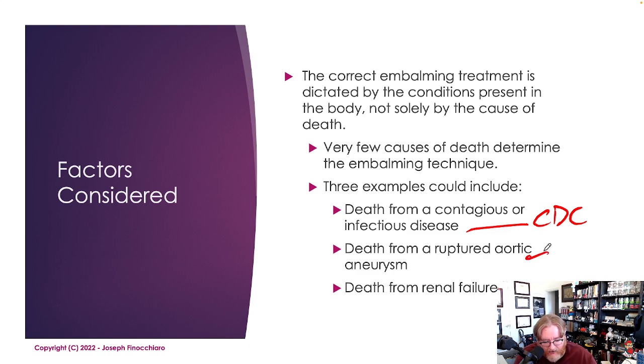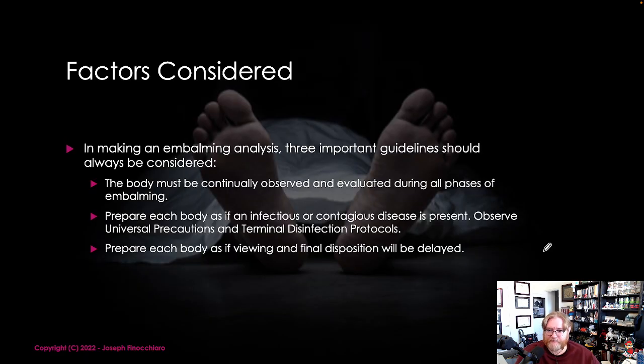Death from a ruptured aortic aneurysm. If your aorta suffers a huge hole, you're going to have to do a 6-point injection because you can't build up any pressure. You have a water main leak. In death from renal failure, where you have a buildup of nitrogenous waste in the tissues of the body, which means you're going to have a lot of counteraction to your preservative, you are going to use very, very strong preservatives in an effort to combat that.